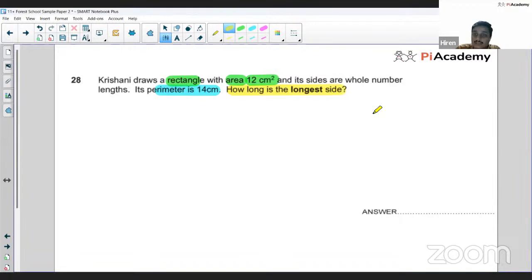So for a given rectangle, you know the area, you know the perimeter, so you have to figure out the dimensions. And once you get the dimensions, you have to tell me what the longest side is. Yes, everyone try to do this question. And very good for the previous question.